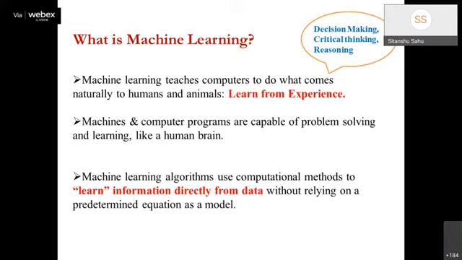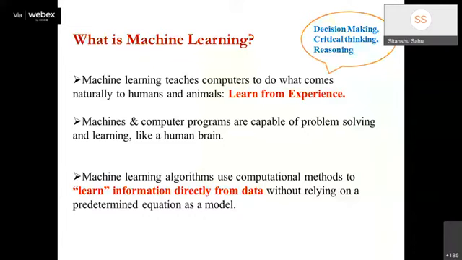When you put those things in a computer, the computer becomes intelligent, and you say it is an intelligent system, and it will behave the same way. So machine learning is nothing but machines and computers, some programs that are capable of problem solving and learning like a human brain. The way we take the decision or do intelligent thinking, the same thing the computer programs also perform. It's a set of computer algorithms that makes the computer work the same way we human beings do.